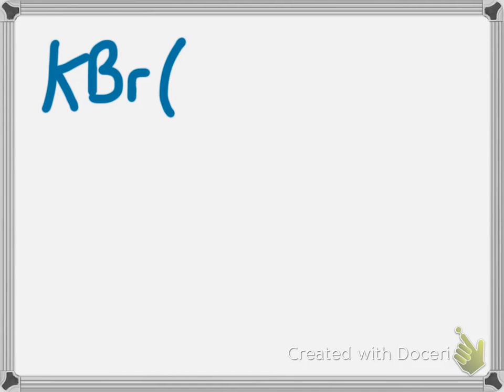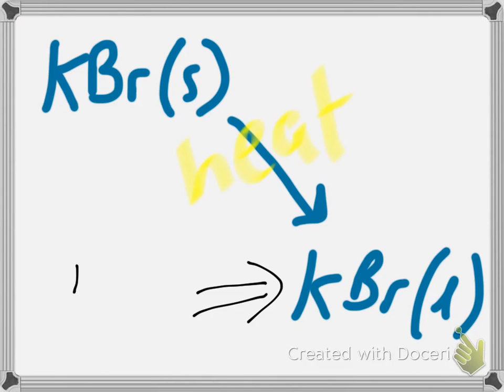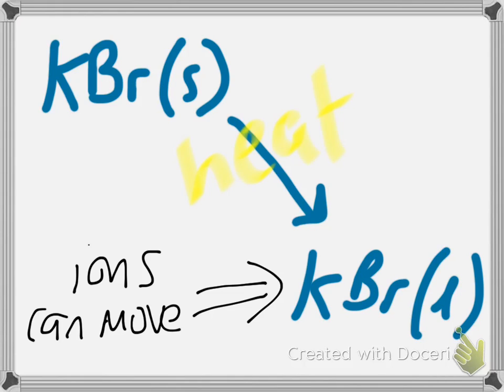Right, if we start therefore with the substance potassium bromide as a solid, the first thing we need to do is to turn potassium bromide, KBr, into a liquid. The way in which we do that is we apply heat. We apply enough heat in order to melt the potassium bromide into potassium bromide liquid. And the key thing that this enables is that now the ions, the potassium ions and the bromide ions, can move.